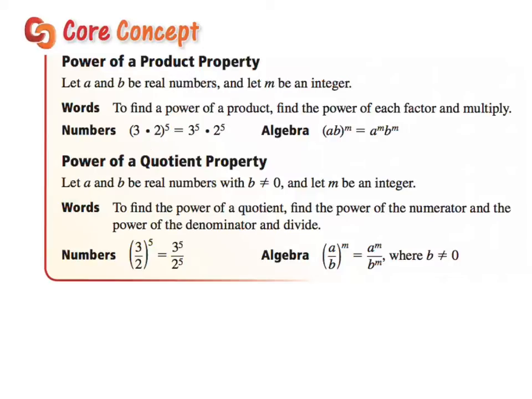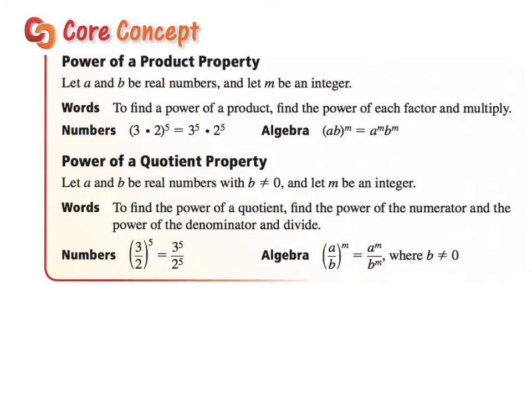So 3 times 2 to the 5th power would be 3 to the 5th times 2 to the 5th. Now you may say, why can't I just take 3 times 2 and get 6 to the 5th power? Because these two numbers may not be actual numbers. They may be letters at some point. So in algebra terms, (ab) to the m power gives you a to the m times b to the m.